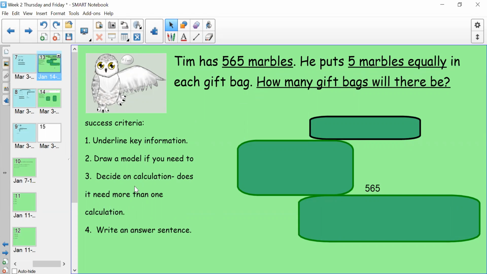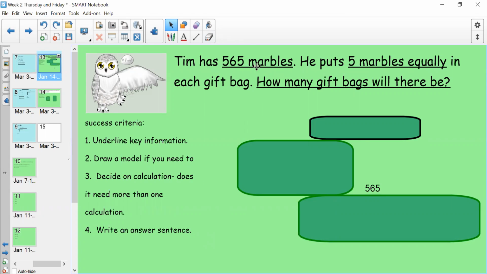So we've looked at this before in the term, our success criteria for word problems. So we've got to underline the key information. Draw a model if you need to, so draw a bar model or part whole model if you need to. Decide on the calculation. So is it going to be multiplication or division or addition or subtraction? And then also think about, does it need more than one calculation? Because some word problems might need an addition and a subtraction to get the answer, or a multiplication and a subtraction. So sometimes there will be more than one. And then for the final step, you need to write an answer sentence.